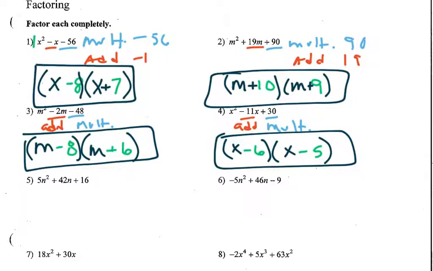Alright, the next piece here, again trying to find out what multiplies to be, in this case, a factor of the first and the last. So the 5 times 16 is going to make up 80. And so we're trying to find factors of 80 that add to be 42. And so very simply, 40 and 2 multiply to be 80.